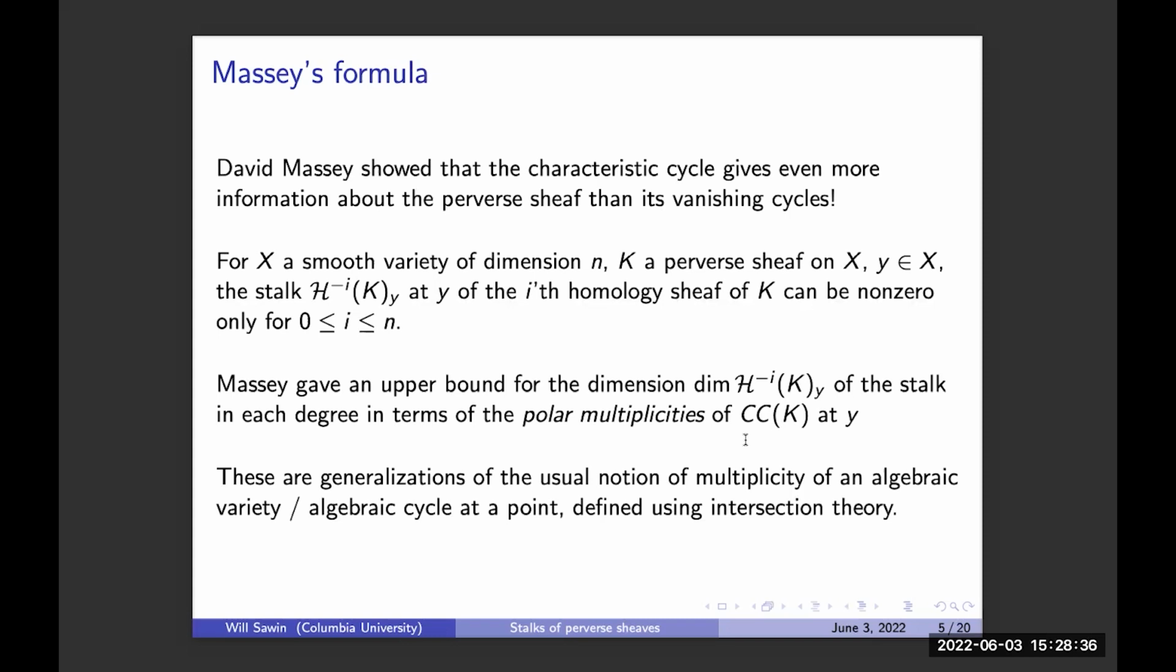And this is some kind of generalization of the usual notion of multiplicity in algebraic geometry. You can take the multiplicity of a variety at a point or a multiplicity of a cycle at a point, and you can do it by intersecting it with a generic smooth variety of complementary dimension at that point and estimating the local intersection. And so in the next couple of slides, I'll explain what these polar multiplicities are.